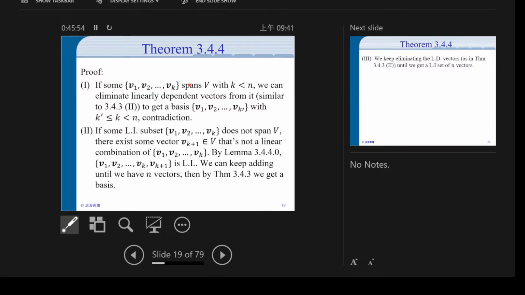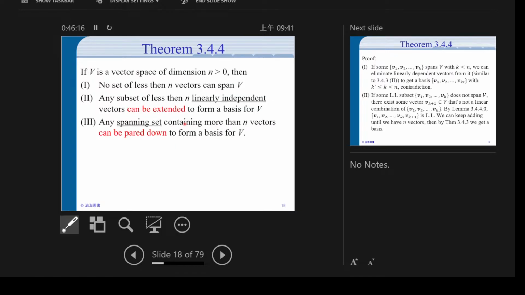And when we do that, we will have even fewer vectors. We have some k-prime vectors, and that's less than n. But this set now still spans V, and it has fewer vectors than n, and that contradicts our definition of dimension n. So yeah, that's a contradiction. So this cannot happen. Okay, so that's one.